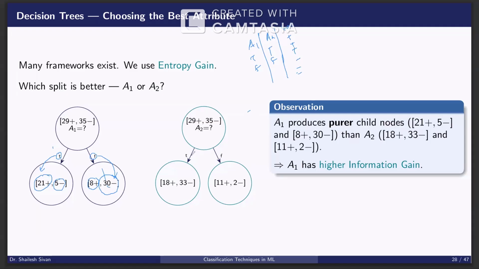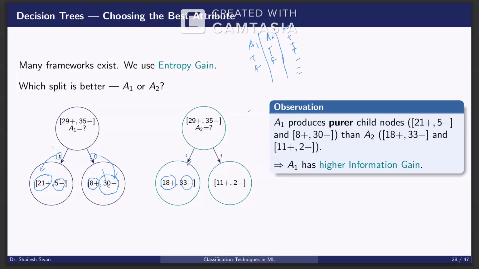If A2 equals true, 18 of them are positive and 33 of them are what? Negative. So is it giving a clear idea? No. For negative, false, it is giving a clear idea, but for true, it is not giving a proper, clear idea, right? Yes. So how can I choose the attribute that I can rely upon?